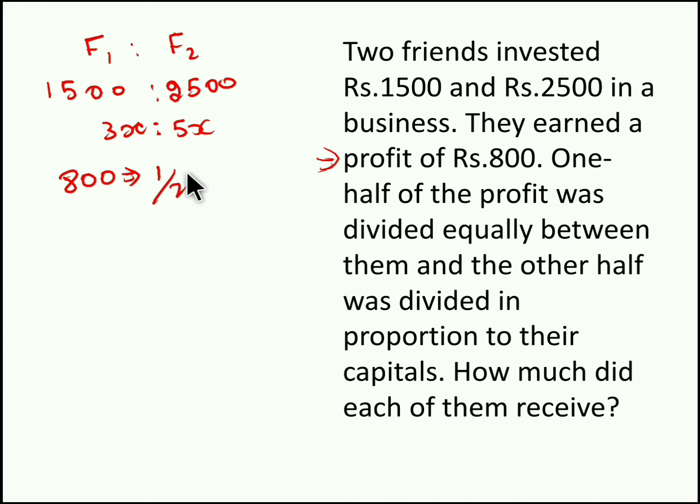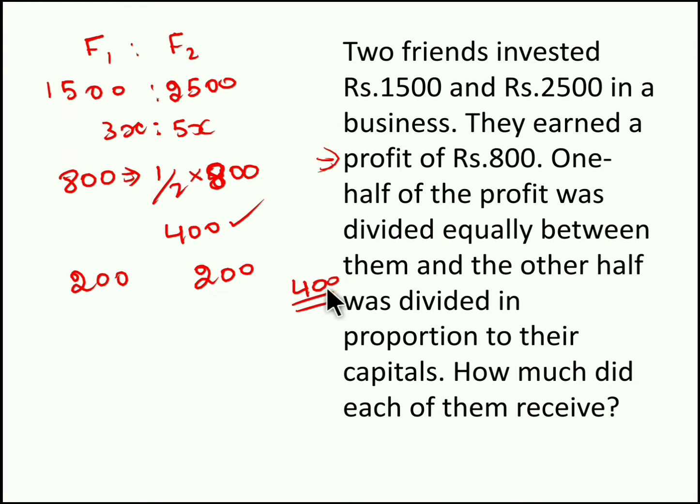half of the profit is divided between them equally. So half of 800 is nothing but 400 rupees, right? Now this 400 rupees is divided between these friends equally. So 200 is given to friend 1 and 200 is given to friend 2. Now out of 800, 400 is divided between them equally. So the remaining they have is 400 rupees.